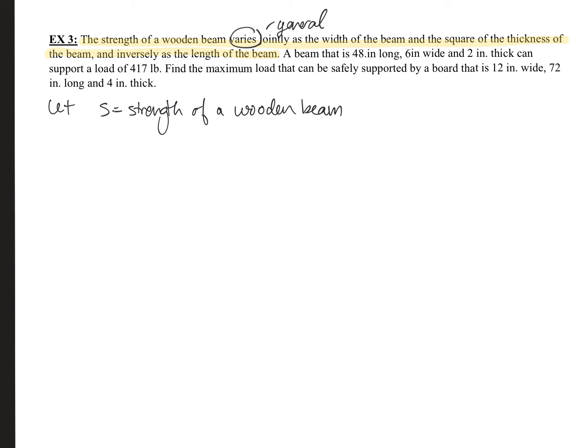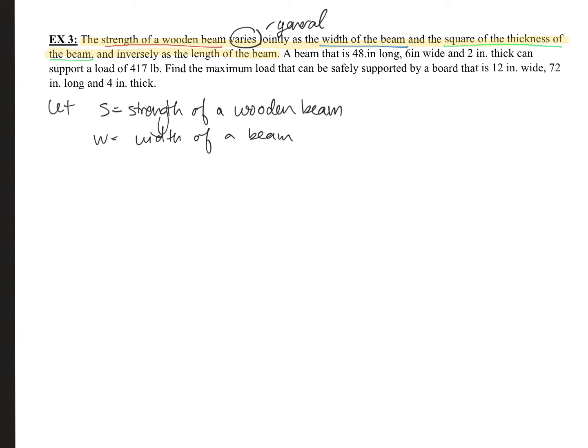And then what else do we have? We have it varies jointly as the width of the beam. Okay, so let W equal width of the beam. And then what else do we have? So we have, let me color code this. We have strength of the beam, width of the beam, square of the thickness of the beam, and then we have one last one, length of the beam.